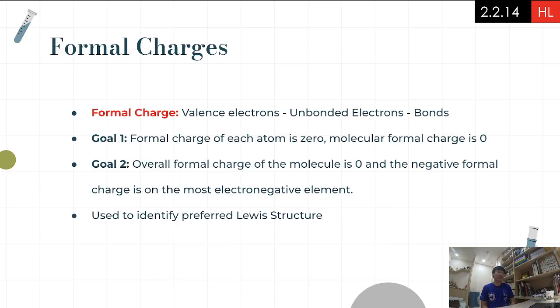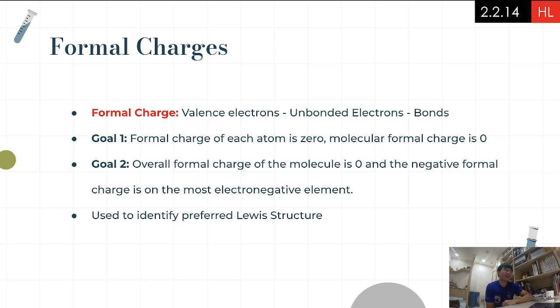2.2.14, formal charges. SLs, they're probably not listening right now, but I'm going to tell you a secret, okay? They think that as long as the Lewis structure adheres to the rules, it's the best structure, but it's not, okay? There's one extra nuance to it. It's called the formal charges.